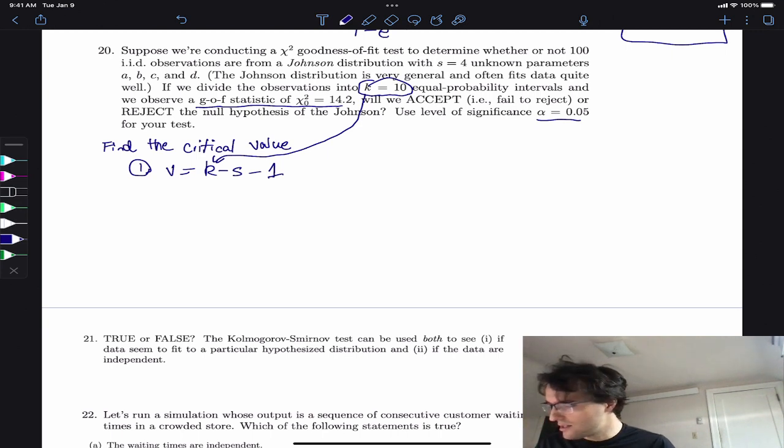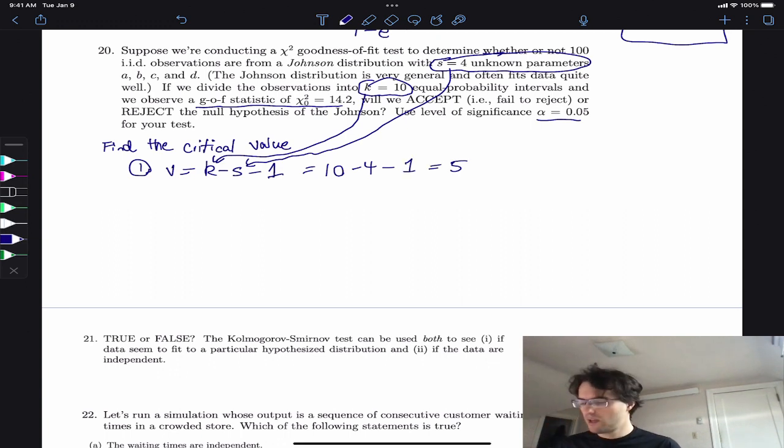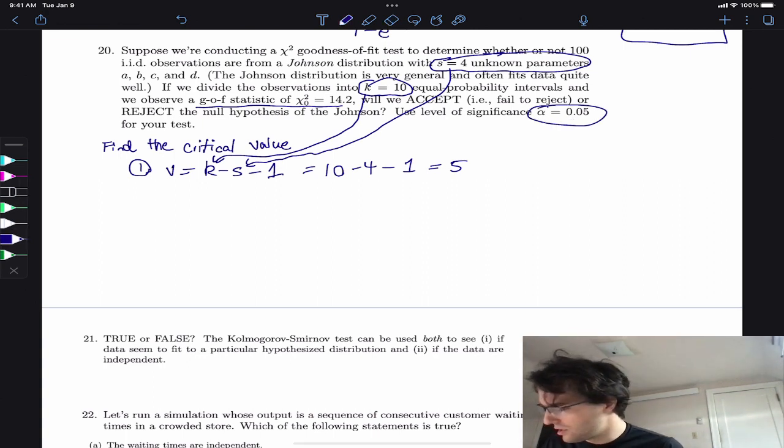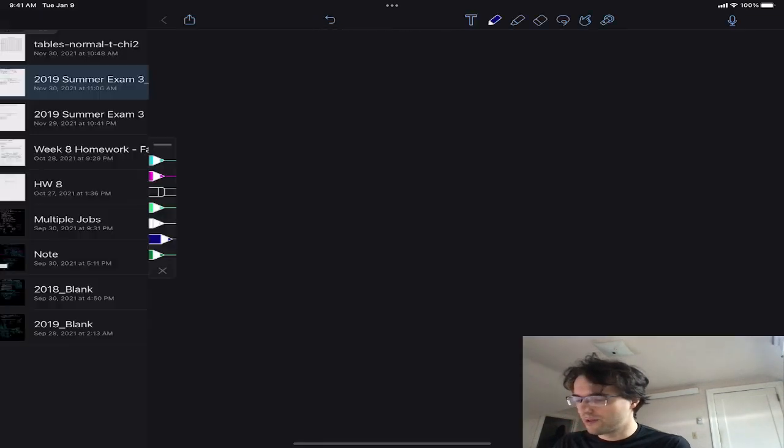S is the number of unknown parameters that we have, so that's the number of parameters, which is 10 minus 4 minus 1, which is equal to 5. And next, we have our level of significance, alpha equals 0.05. So at this point, we go to our table. Keep in mind 5 and 0.05.